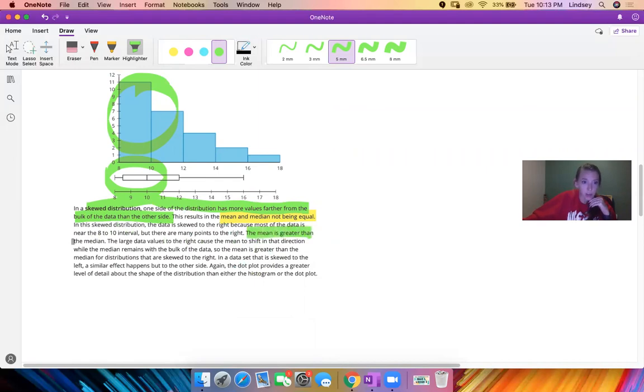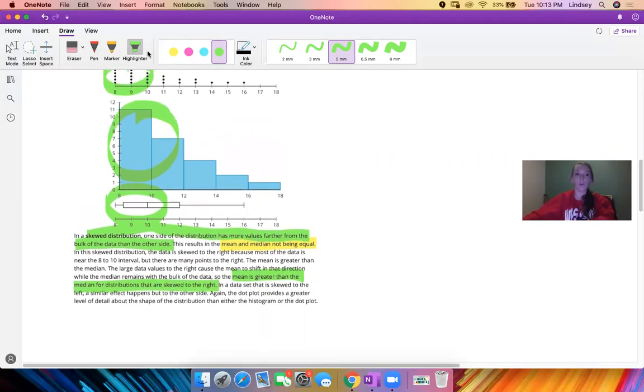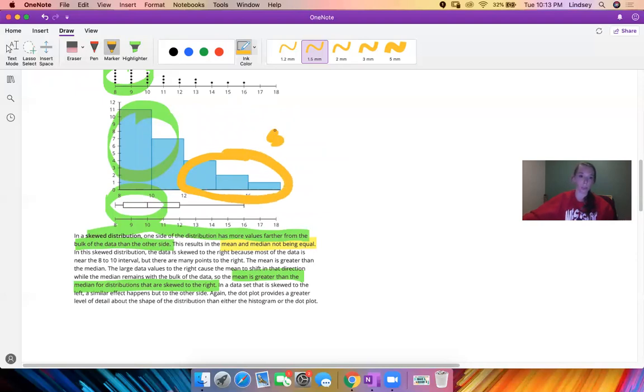The mean is greater than... I'm going to erase that because it's not always true. The mean is greater than the median for distributions that are skewed to the right, okay? So you can tell which way it's skewed based off of the tail. Since the tail is on the right side, this one would be skewed right, okay?